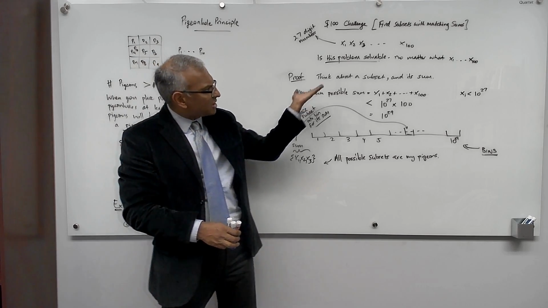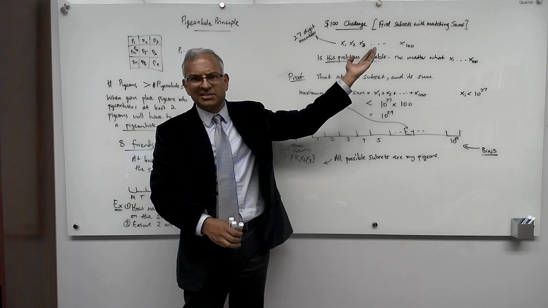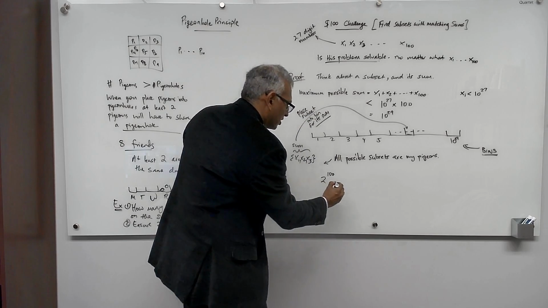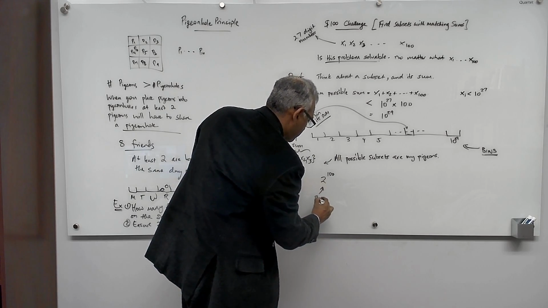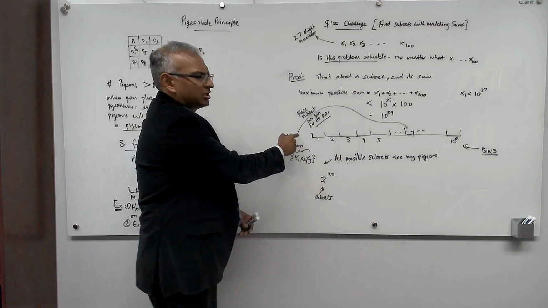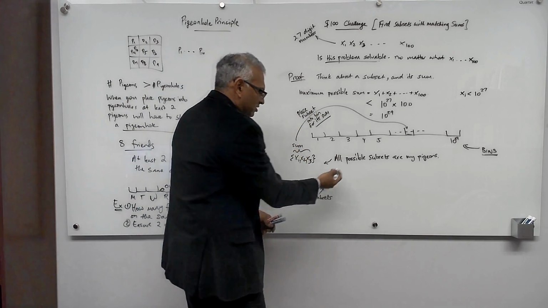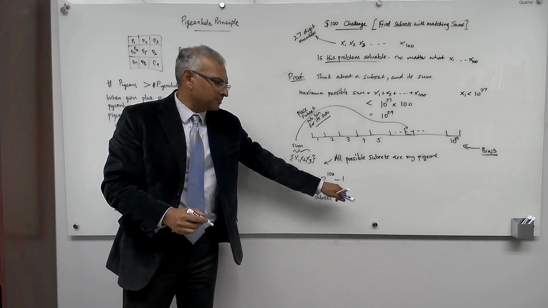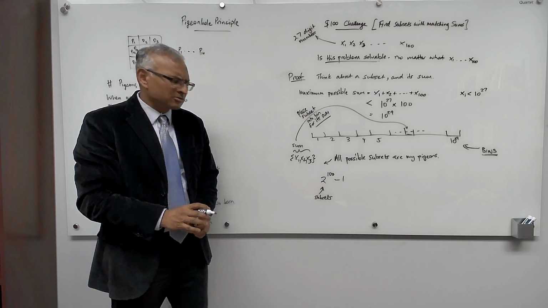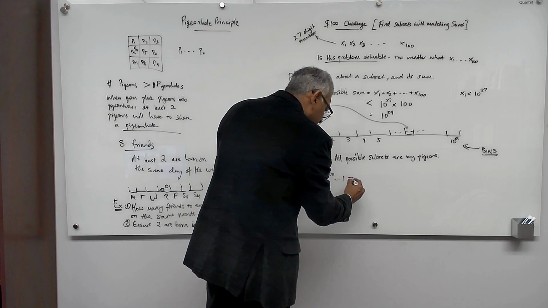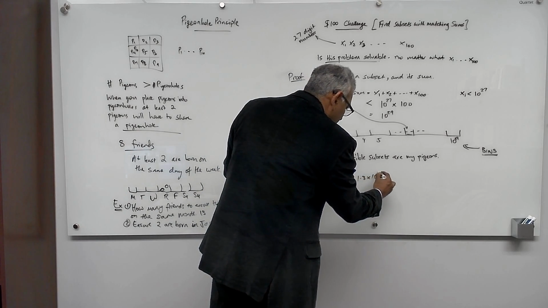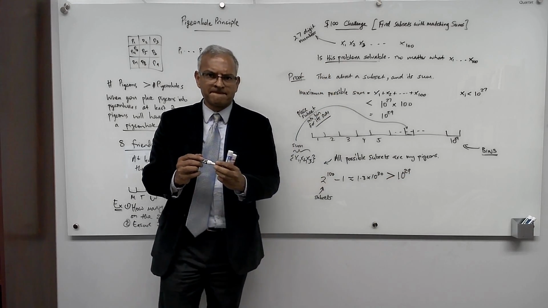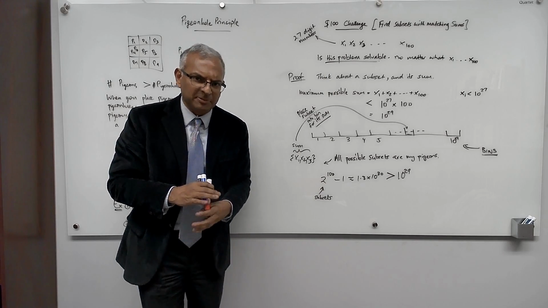The number of possible subsets of a 100 element set is 2 to the 100. But since I'm excluding the sum of 0, I'm excluding the empty subset. So there are 2 to the 100 minus 1 possible subsets, the 1 being the empty subset. This number is approximately 1.3 times 10 to the 30, which is strictly bigger than 10 to the 29. In fact, it's about 10 times bigger than 10 to the 29.